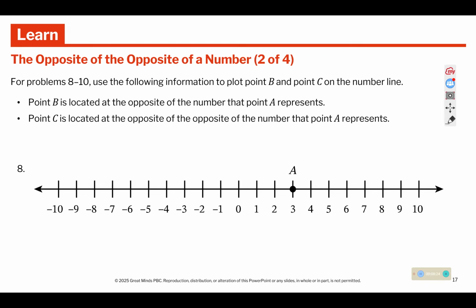For problems 8 through 10, use the following information to plot point B and point C on the number line. B is located at the opposite of the number that point A represents. So B is the opposite of 3, which is -3. Point C is located at the opposite of the number that point B represents. The opposite is -3. The opposite of that is 3. So A and C are in the same location.